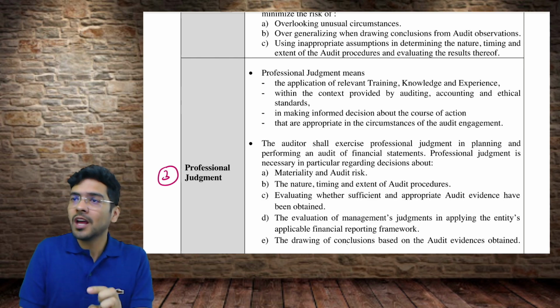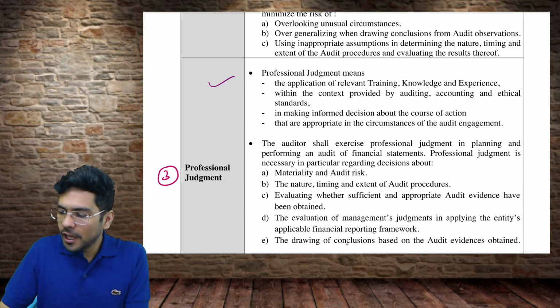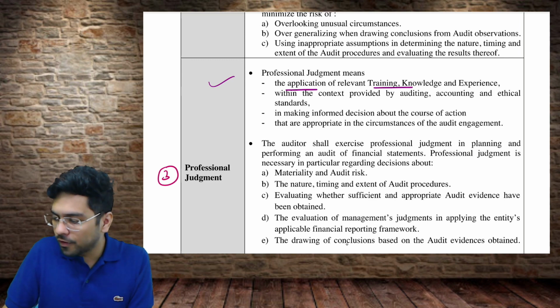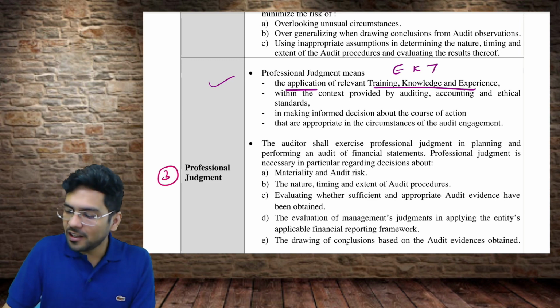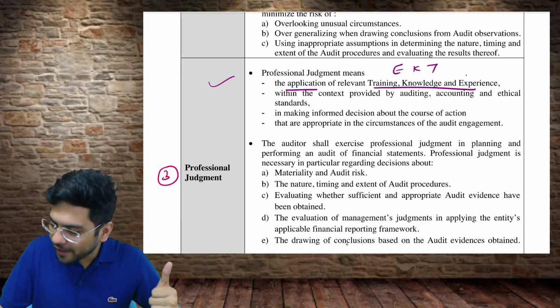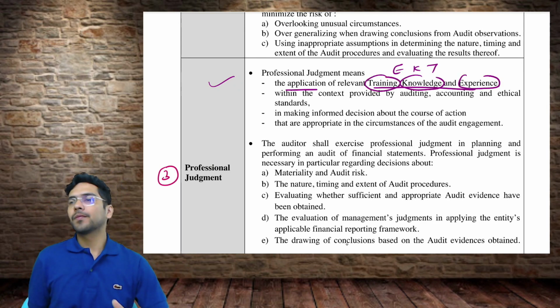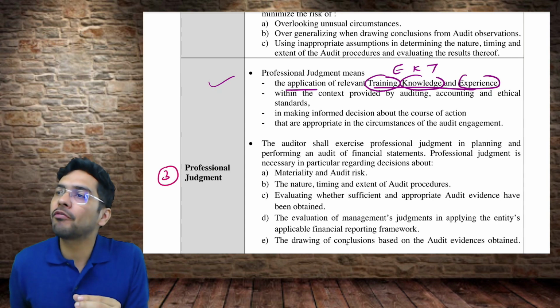Your decisions must be backed by 3 things. When I say professional judgment, it means the application of E, K and T. When you take any decisions, they should be backed by your experience, your knowledge and whatever training you have received. So this is what professional judgment means.